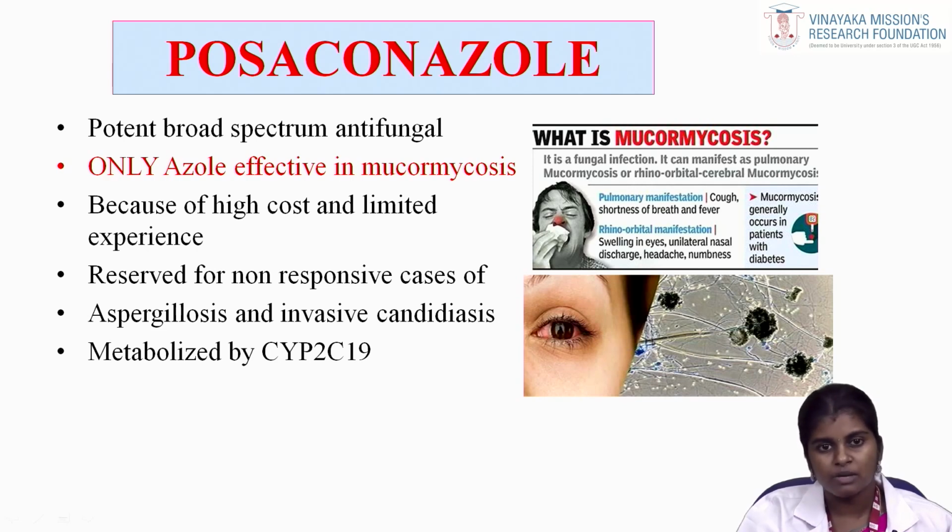So, it is otherwise known as black fungus. In those cases, posaconazole is effective. Because of its high cost and limited utility, it is used only in situations such as aspergillosis and invasive candidiasis. Again, it is metabolized by cytochrome P2C19.